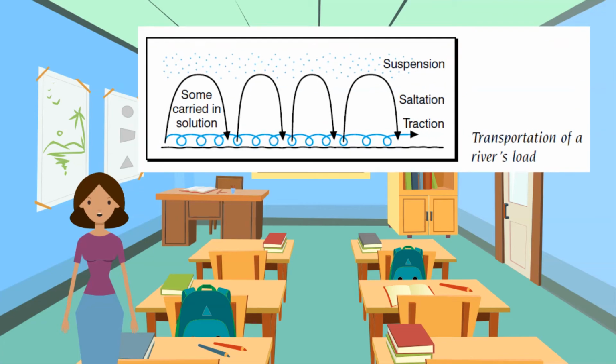A river's long profile or thalweg and its cross-section change from the river's source to its mouth. Moving downstream, there is a decrease in the river's gradient, an increase in water volume, and an increase in the amount of sediment carried by the river. These result in different processes and landforms developing in the river's upper, middle, and lower courses.